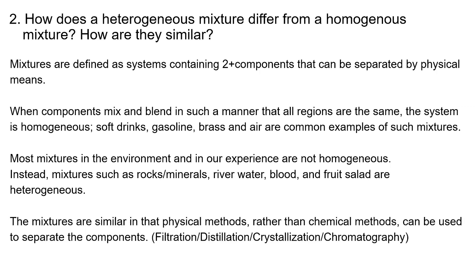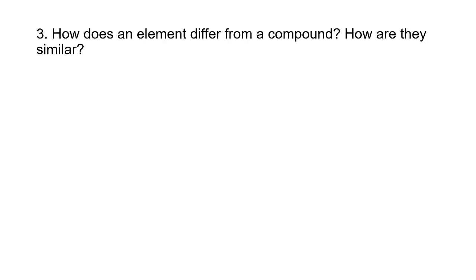These mixtures are similar in that physical methods rather than chemical methods can be used to separate the components. Some examples of these separation methods include filtration, distillation, crystallization, and chromatography. Keep in mind that when you have a pure substance, such as a compound, you could use a chemical method to separate that. Number 3, how does an element differ from a compound?